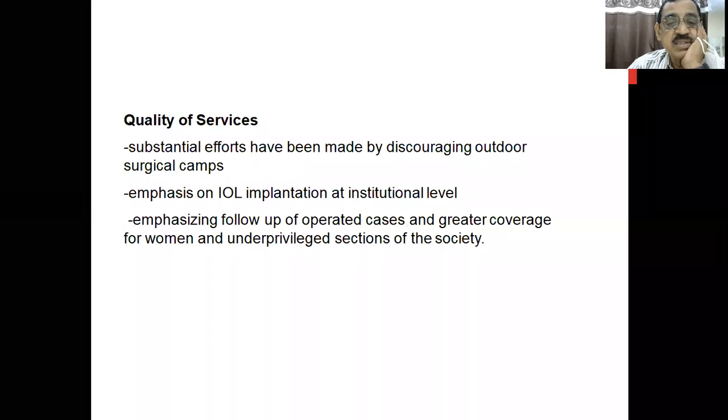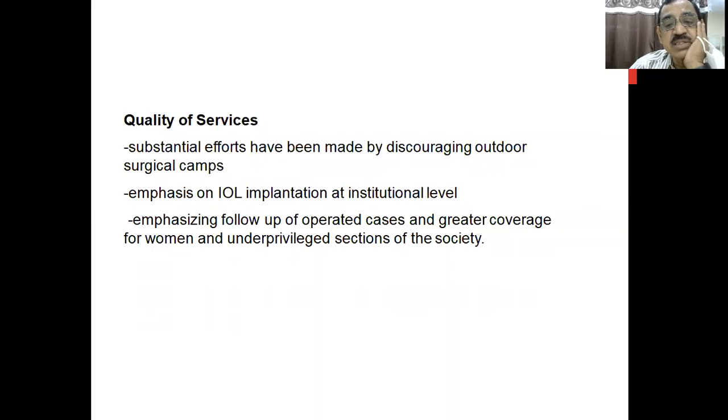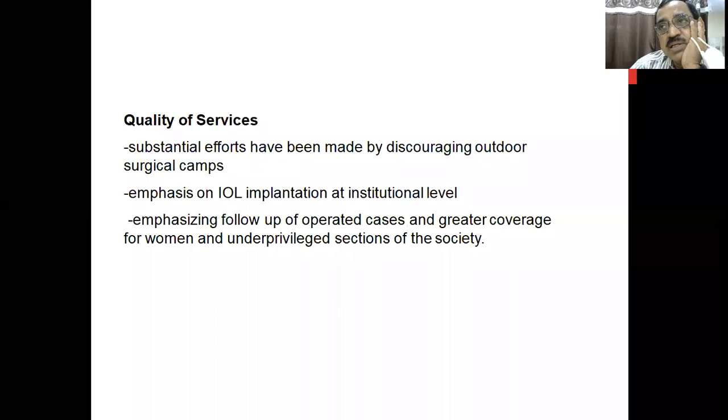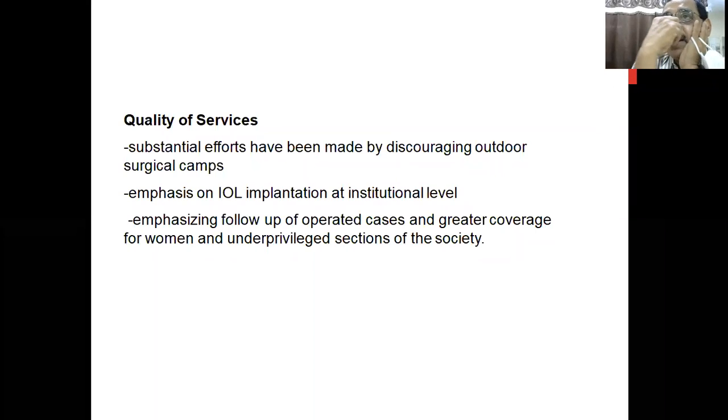Quality of services, substantial efforts have been made by discouraging outdoor surgical camps. As I told you, way back in 1980, we used to conduct the eye camps in the far periphery, being the tribal areas, rural areas, select a school building or any function hall and fumigate it, conduct the camp the day before. Investigations are done on the spot and select the cases for surgery. And we used to do the surgery in the far periphery only. And that we used to do only intracapsular cataract extraction.